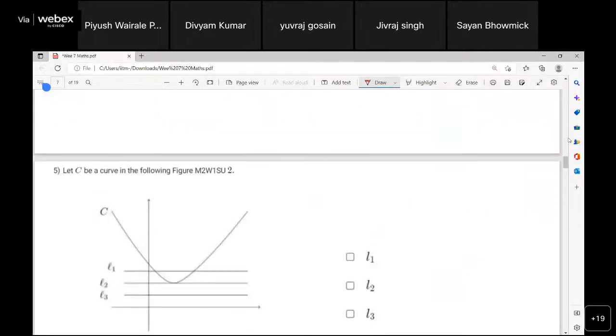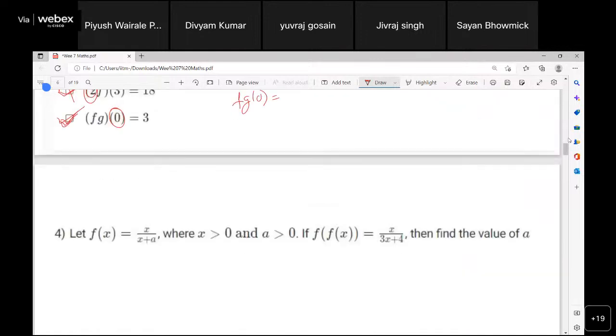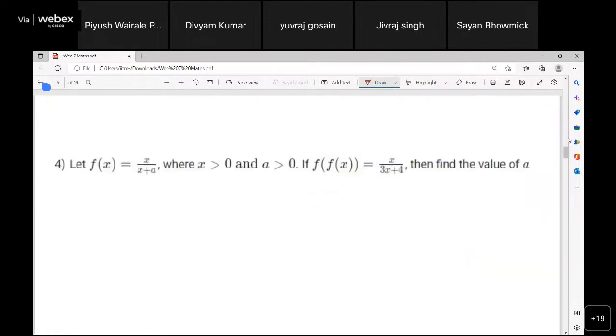Okay, so this one is simpler. Now here we have to find out the value of a. The function f of x is given, and this is a composite function. It is equal to this term, right? Then what should be the value of a?